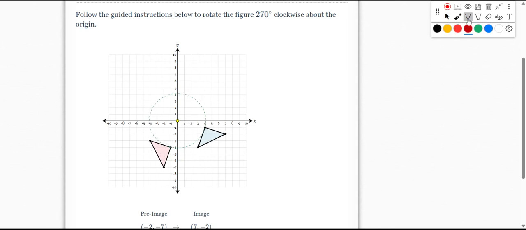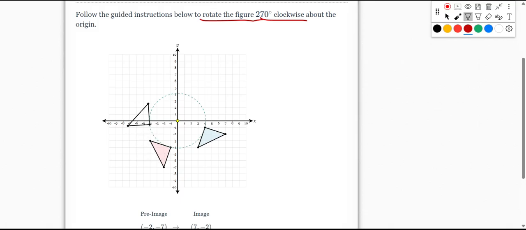Okay, so in this video, we're just going to look at rotations. Once we learn the rules for rotations, you will actually be able to graph them yourself. But for today, we're just going to focus on what rotating a certain degree and direction looks like. So this first one, we're going to rotate 270 degrees clockwise.